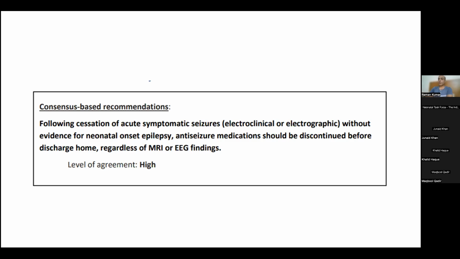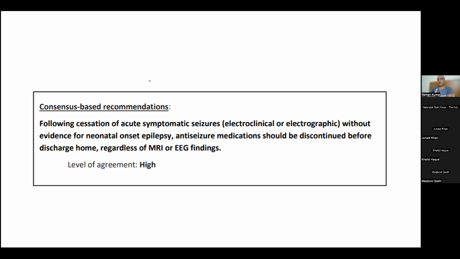So in both electroclinical and electrographic seizures, there is the EEG finding, right? So the cessation has to be on EEG, a clear EEG, as well as the clinical cessation of the seizures. Without any evidence of epilepsy, we rule it out, and anti-epileptic medication should be discontinued before discharge home, regardless of MRI findings or EEG findings.